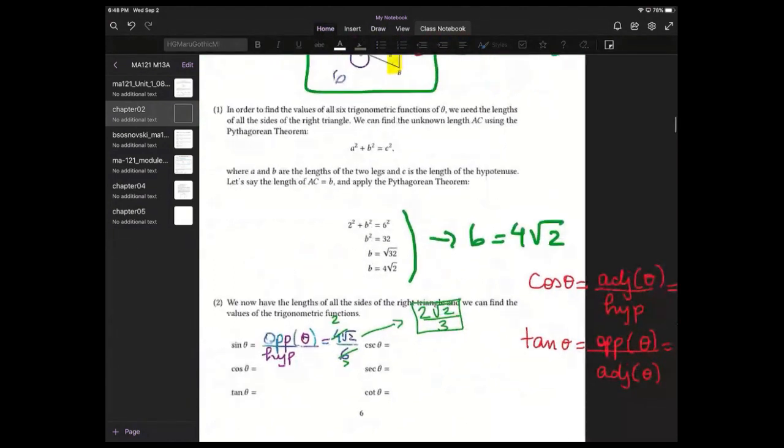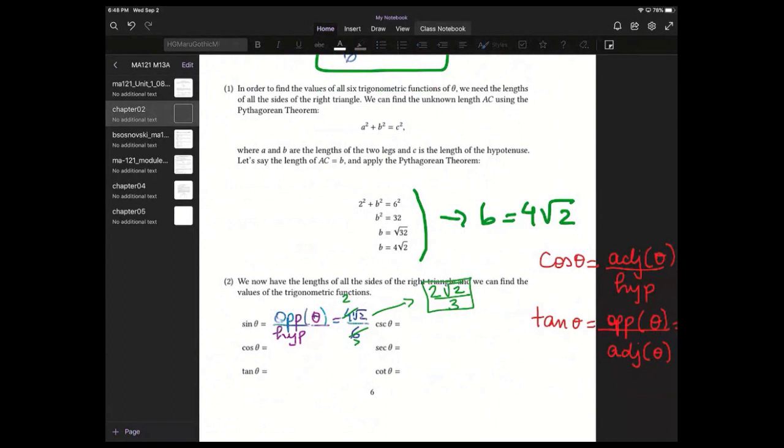So what I want you to try to do on your own time is to complete this list, right? You basically take the reciprocals to get the following list.